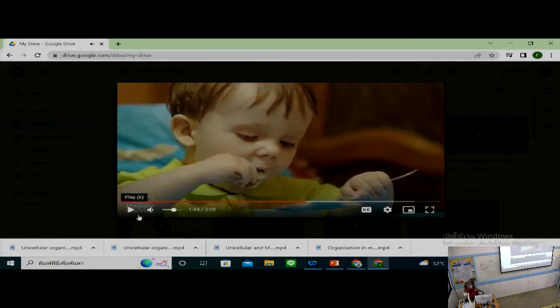Okay, here they are saying, we are talking about unicellular organisms, and they are saying some of them make us sick. They give us diseases. While some are good for us because they help produce things that we eat, like cheese and yogurt. Yes, they are microorganisms that help the production of cheese and yogurt. So some are harmful, some are good for us.